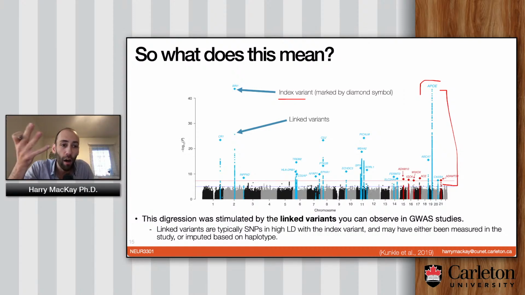You may be less confident in them because you're imputing them, not measuring them directly. That's probably why the p-value is lower. But fundamentally, they're a part of the same family, and they're located in the same region. They might have been measured or they might have been imputed based on haplotype.